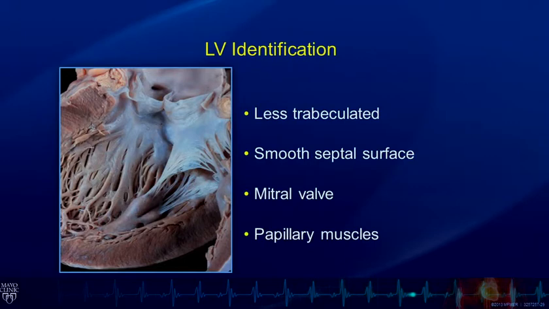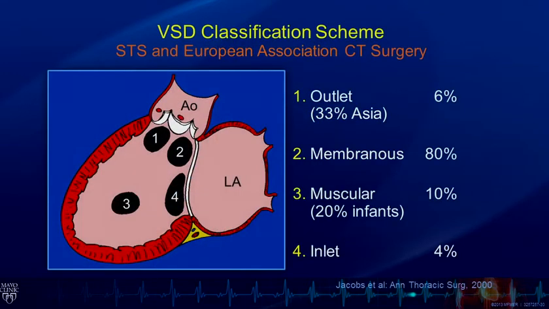Contrast that with the left ventricle, as demonstrated here, less trabeculated, a smooth septal surface. It's guarded by the mitral valve, and the mitral valve is characterized by chordal insertion into papillary muscles. We'll also note that the atrioventricular valves can be identified with regard to their location on the septum, and we'll look at that just shortly. When looking at the ventricles, of course, ventricular septal defects are important things to identify when evaluating a patient with congenital heart disease. By far the most common type of ventricular septal defect is the membranous ventricular septal defect, and is demonstrated in this schematic as number 2.